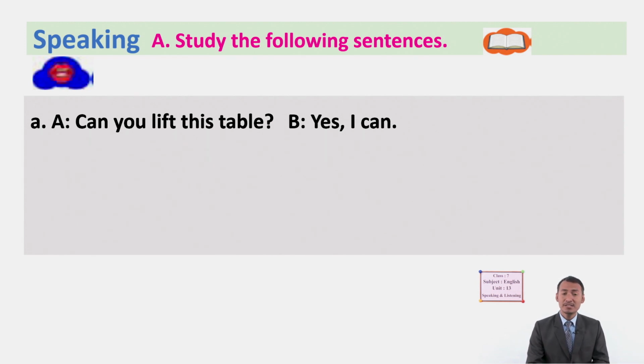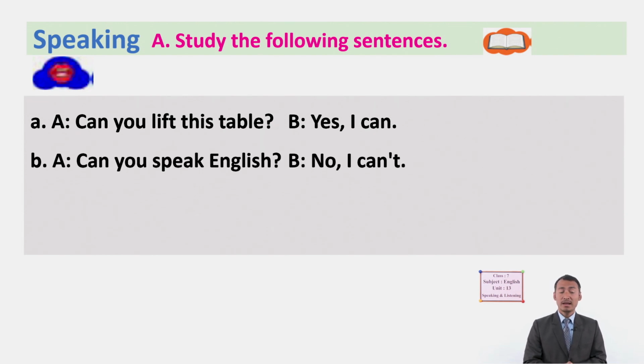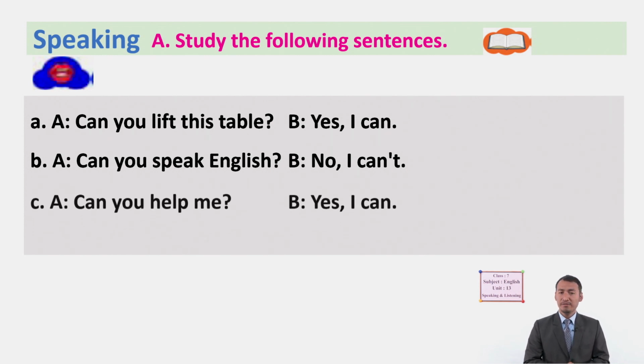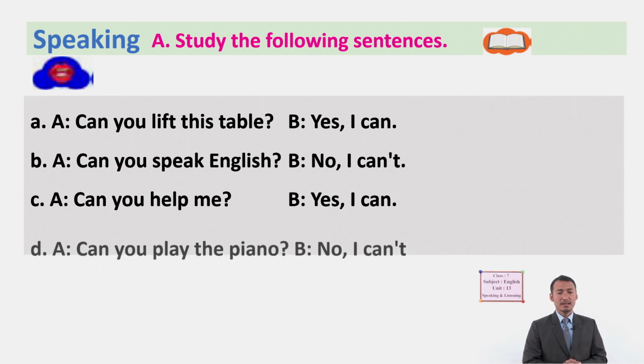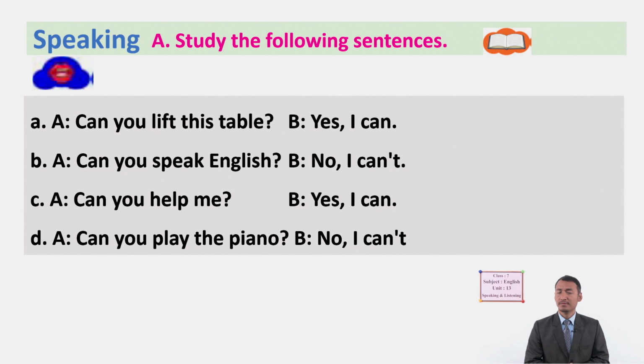Can you lift this table? Yes, I can. Can you speak English? No, I can't. Can you help me? Yes, I can. Can you play the piano? No, I can't. Okay, so here, look how to ask someone about abilities.